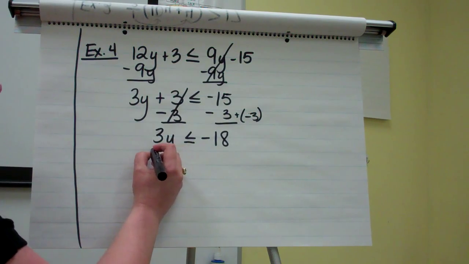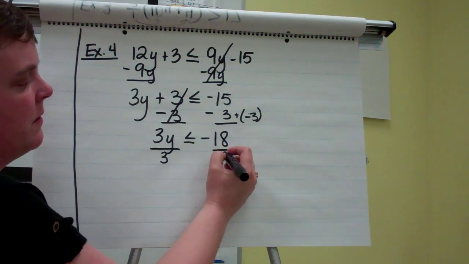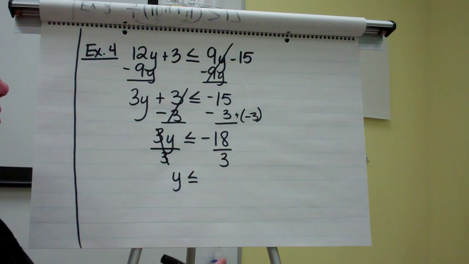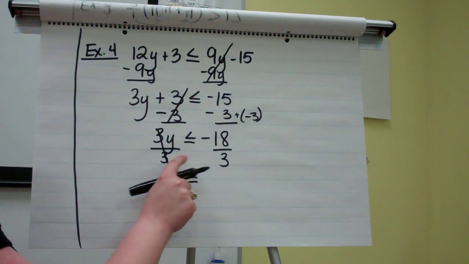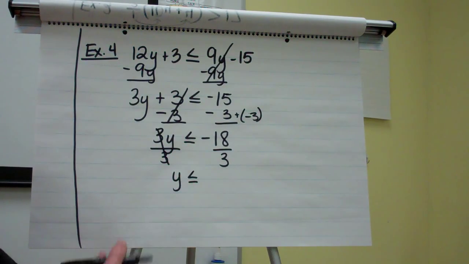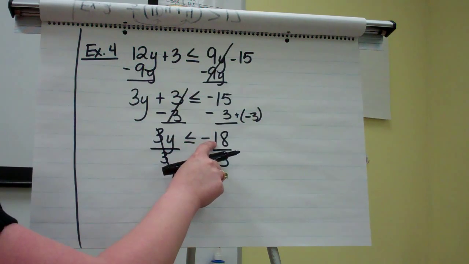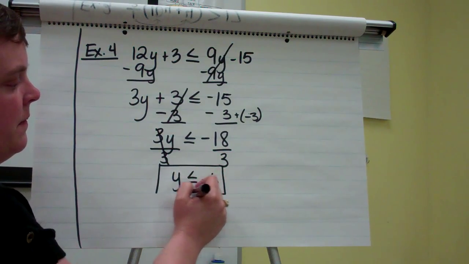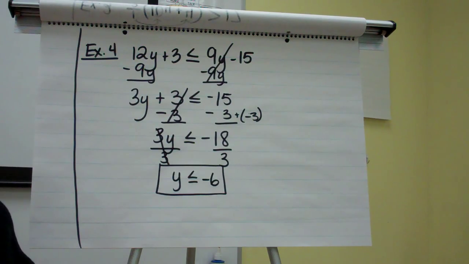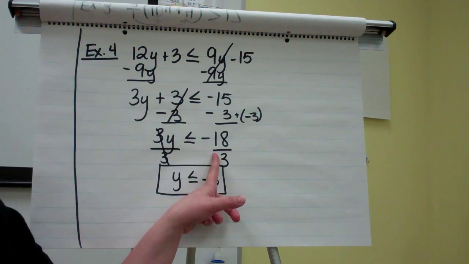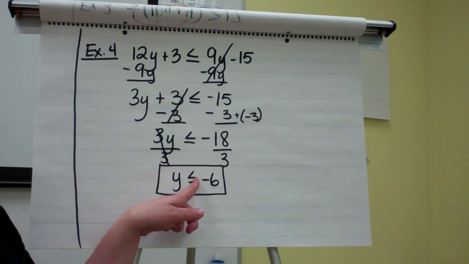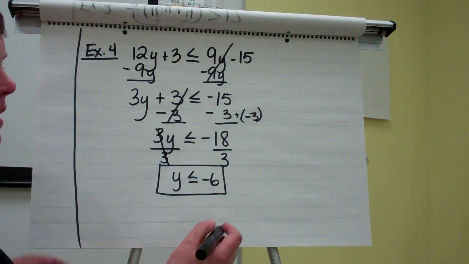Now my last step, the opposite of multiplication is division. So I have y ≤ ... Now I did not divide by a negative, so my inequality does not flip. And negative 18 divided by 3 is negative 6. So you were lucky in all of those examples. You didn't have to flip your inequality, but you should still check every time you're dividing. If it's positive, I don't flip it. If it's negative, I have to flip the direction of that inequality.